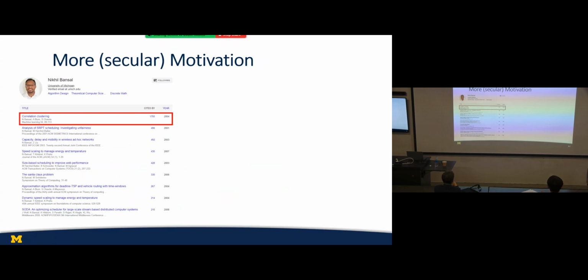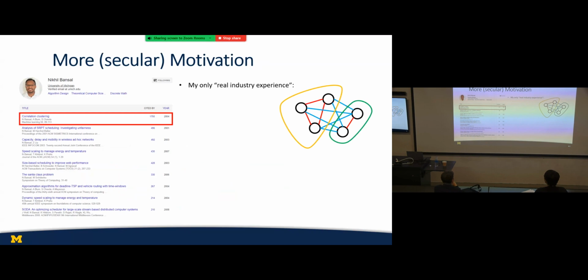So this is Nikhil Bansal's Google Scholar page. The paper that introduced correlation clustering, which was Bansal, Blum, and Chawla's paper in 2002, has now been cited more than 1,800 times. So someone outside theory has cared about this problem. And I can attest from my personal experience.